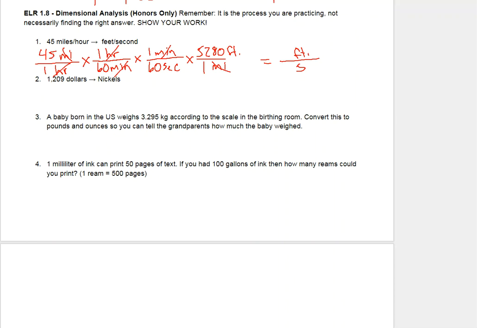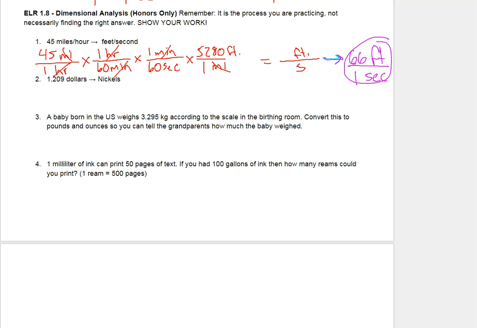When I put those together, I calculated out the top first, so 45 times 1 times 1 times 5280, and I got 237,600. And I did the same on the bottom, 60 times 60. When I put all those together, I didn't leave myself quite enough room, so I'm going to rewrite it over here, and use a better color too. When I put those things together, I got 66 feet for every 1 second.